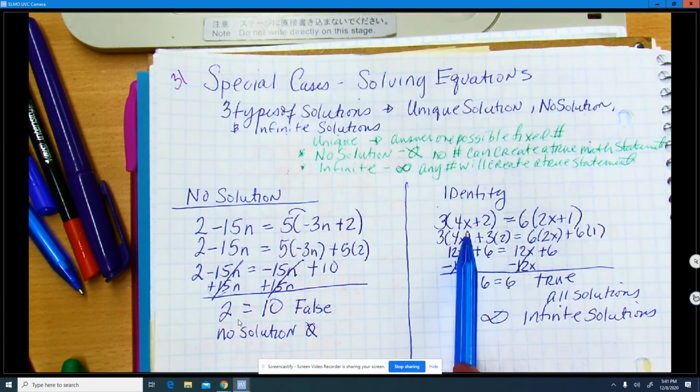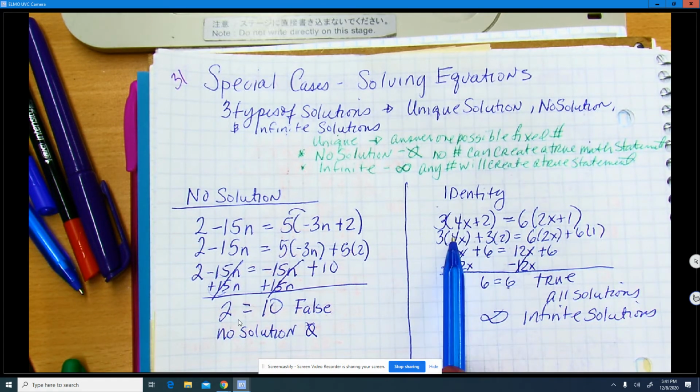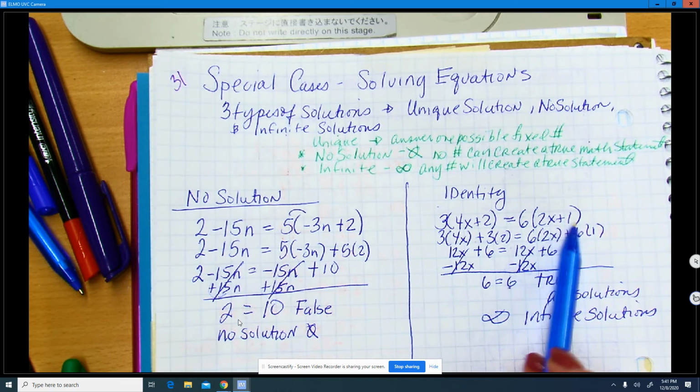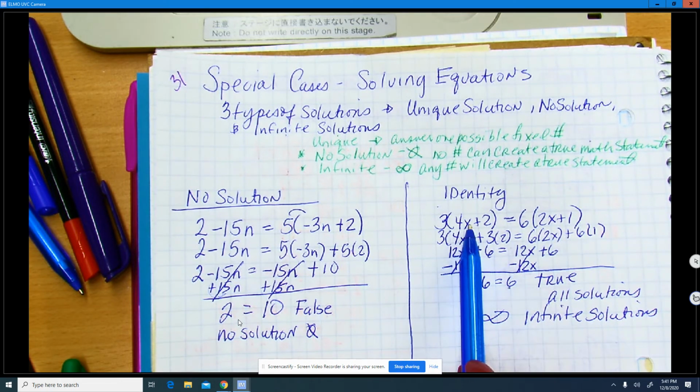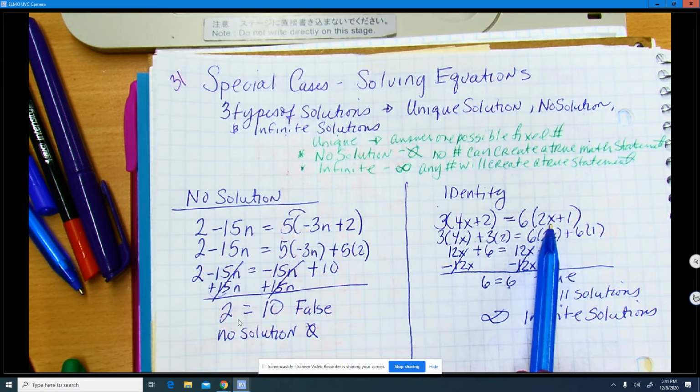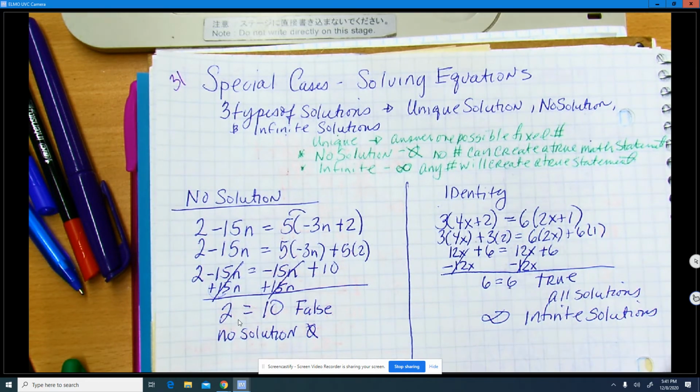So if I put 0 in, this becomes 2. 3 times 2 is 6. This becomes 0. 6 times 1 is 6. If I put 2 in, I'd have 8 plus 2 is 10. 10 times 3 is 30. If I put 2 in over here, 4 plus 1 is 5. 5 times 6 is 30. I always get a true statement.